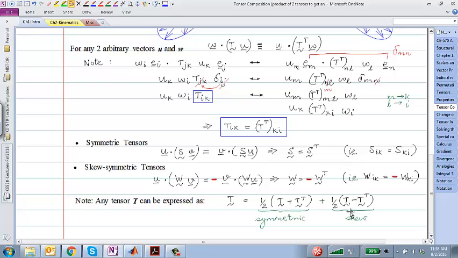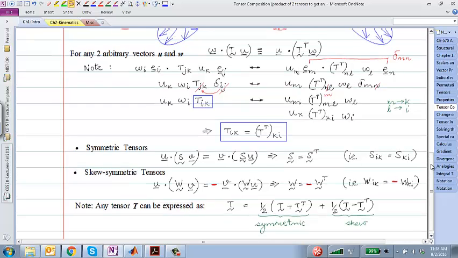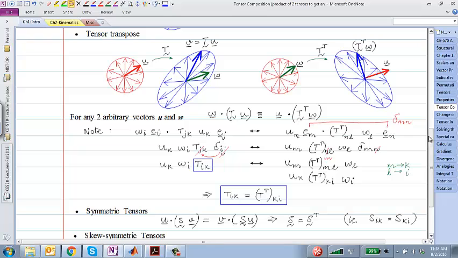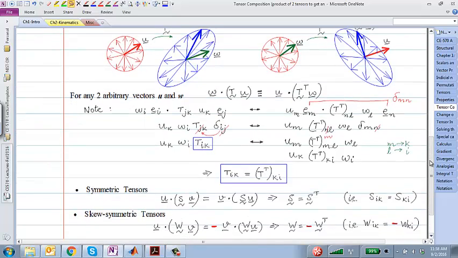Questions? Yeah, I would like to know the whole transpose definition, like where is it used? When is it used? I mean, why do we do it?